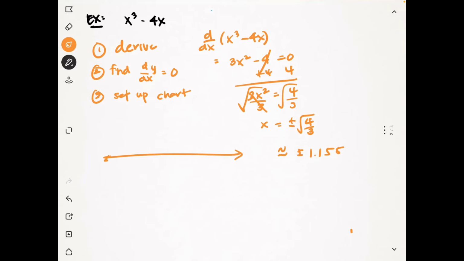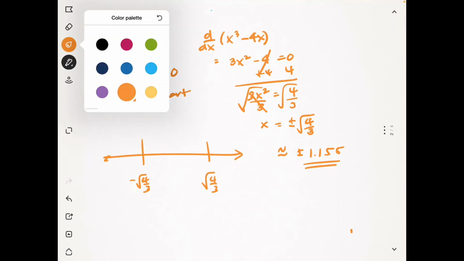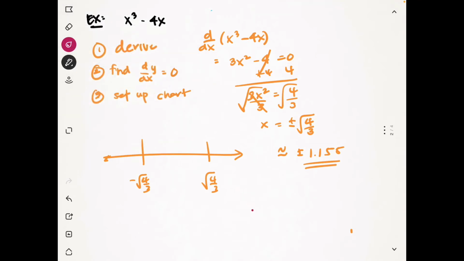Okay, so what we're going to do here is set up a chart so we can figure out what's going on. So we're going to set up boundaries. This is going to be negative radical 4/3, and this is going to be positive radical 4/3. The reason why we did this is so we know what numbers to choose to plug back into our derivative. So we know that the derivative is 3x squared minus 4. Let's choose a value in this area here. Because this is negative 1.155, let's choose negative 2 and input it into our derivative.